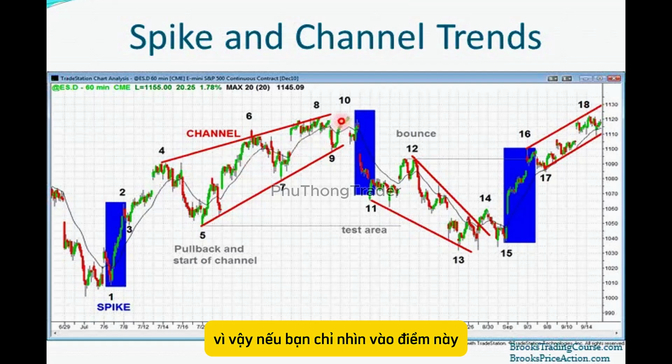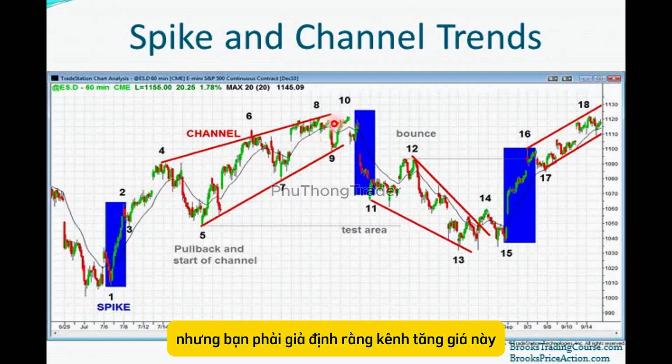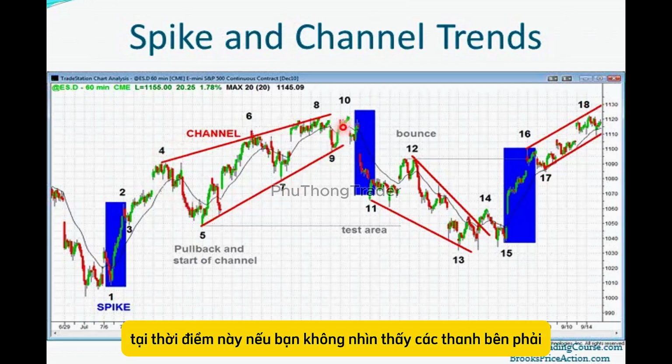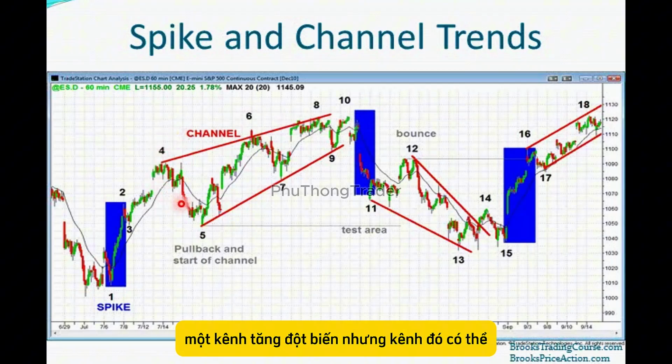So if you only looked at this point, you'd say, wow, it's a bull trend. We have a spike and a bull channel. Yes, but you have to assume that this bull channel will eventually become part of a trading range. At this point, if you don't see the bars to the right, all you see is a bull trend, a spike and channel up. But that channel probably is also the start of a trading range.